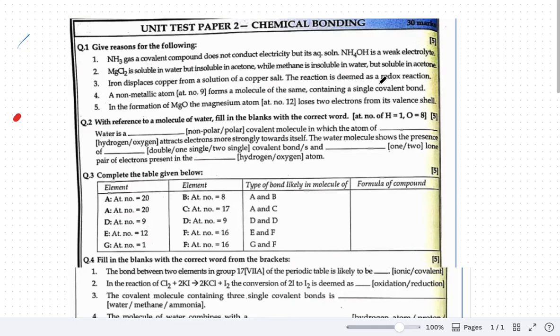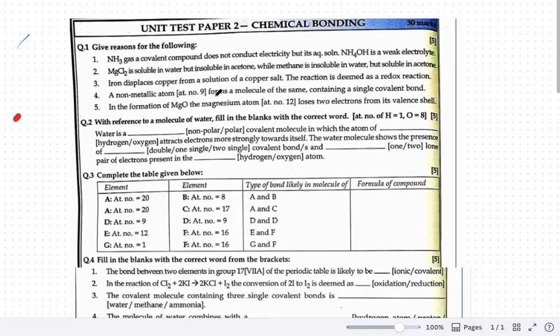Now, why does iron displace copper from a copper salt? Iron displaces copper from a copper salt because, as I said, it is higher in the activity series and copper is lower, so it will displace. Why is the reaction a redox reaction? The reaction is a redox reaction because copper gains electrons in the process, and gaining electrons is a reduction process. So copper gets reduced, iron loses electrons, and so it gets oxidized. And since reduction and oxidation both are happening together, it is called a redox reaction.